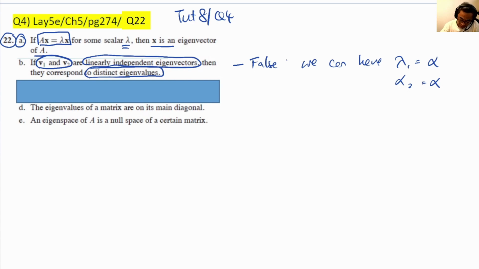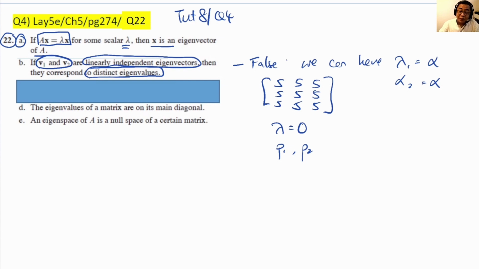Maybe as an exercise, you can try question 5.5.5, which was in the previous question, and we realize that lambda equals 0 is repeated. We have two eigenvectors, p1 and p2, that would be the solution of the homogeneous equation, and therefore we have two distinct eigenvectors for lambda equals 0.